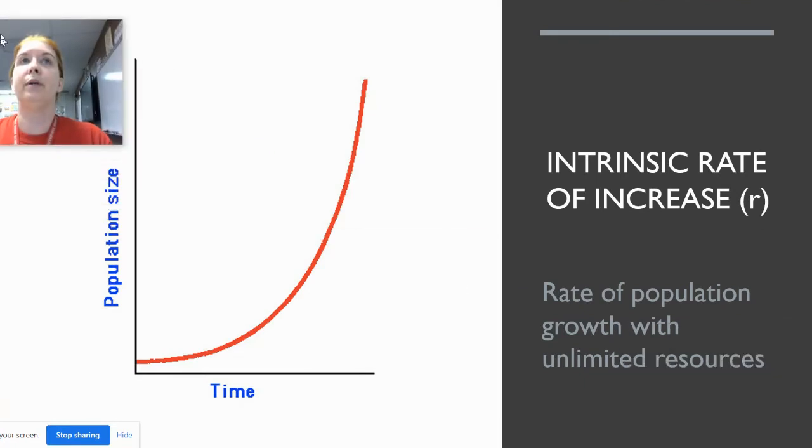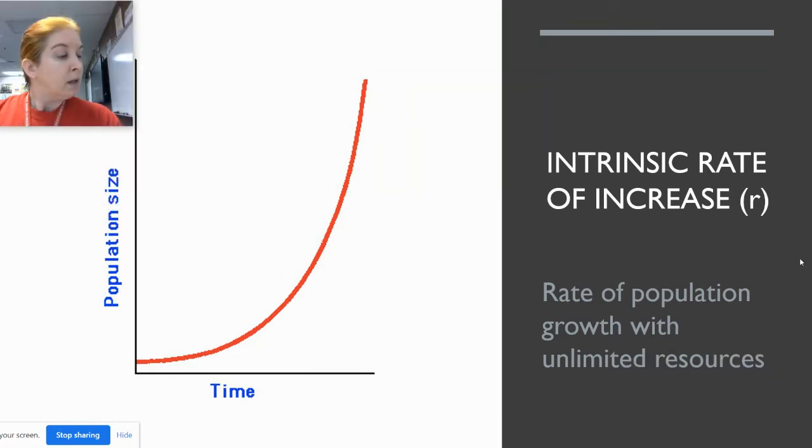So let's move me up here. So we have what is called an intrinsic rate of increase, or R. And so these, think back to your R strategists I talked about last section of notes. They're going to grow at this exponential rate. So this is a rate of population growth with unlimited resources. So pretend you had everything you possibly could need for a population. They would grow exponentially. So that's what this looks like, intrinsic rate of increase.